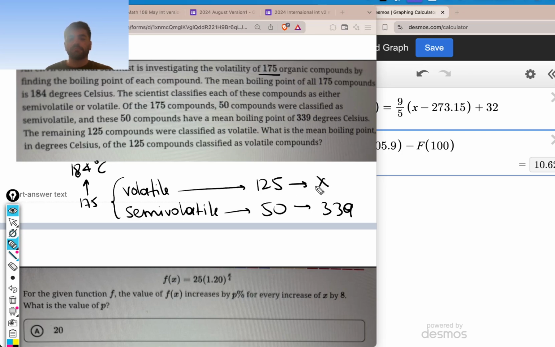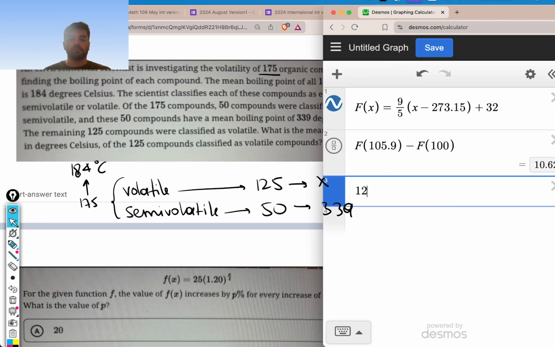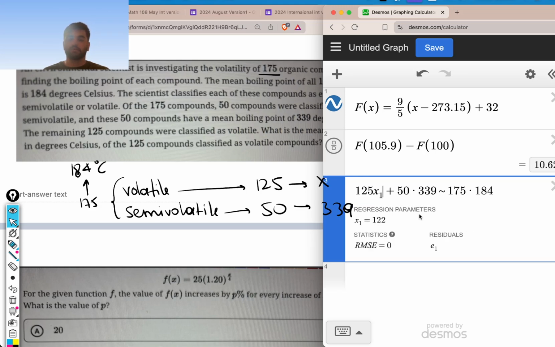And it is x. When you multiply 125 by x and 50 by 339, it will be equal to 175 multiplied by 184. After that, we will get the answer. Then you have to put this sign here, and we have to write x1, and we will get 122. It is the answer. Any question from here?